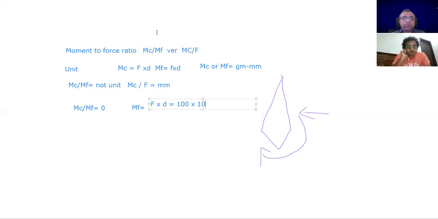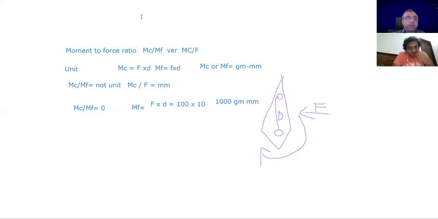Let's say this is the point of force application, and that is the center of resistance. This distance is d, and the force is a backward force we have applied here. So the moment of force here would be 1000 gram millimeter. Am I right, Hassan? Right.